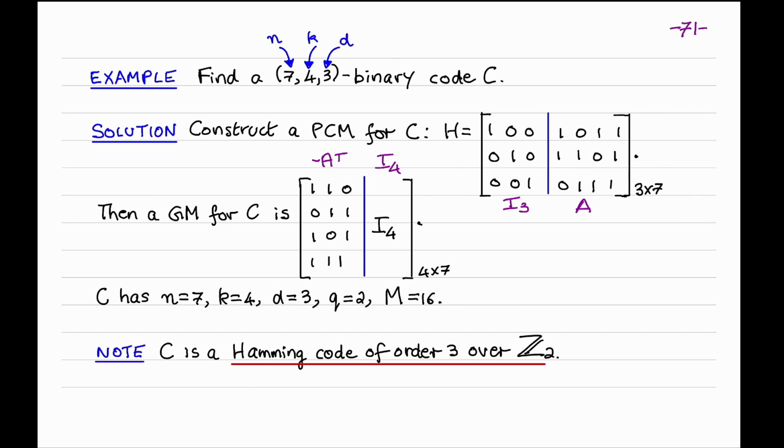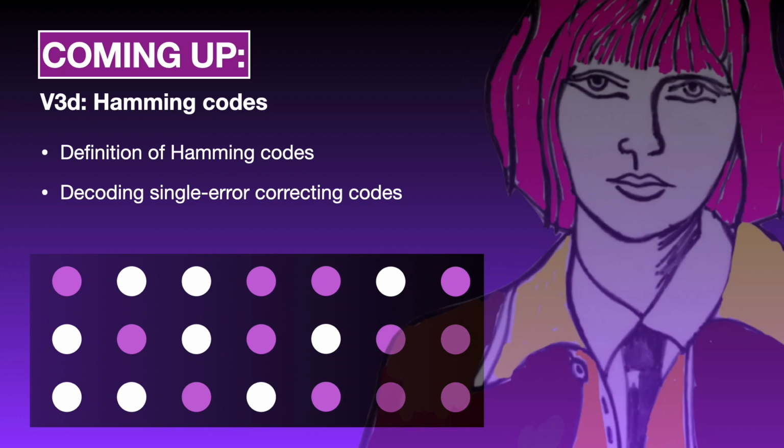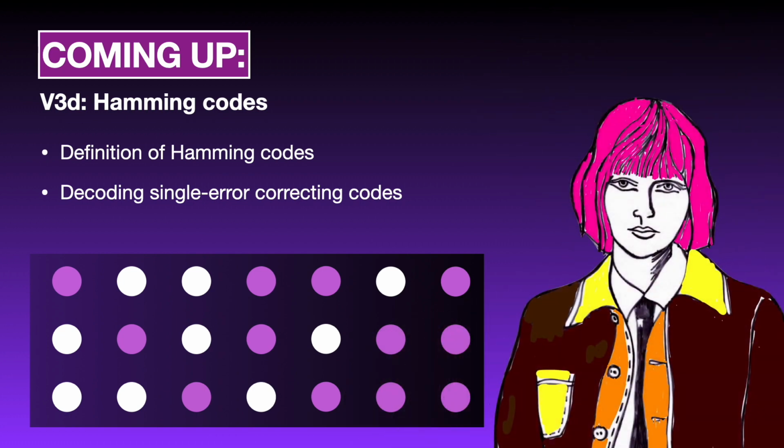I'll conclude this lecture by noting that the code C is a Hamming code of order 3 over Z2. We'll see next the first infinite family of linear codes, called Hamming codes. These are single error correcting codes, and we'll see a simple decoding algorithm for these codes.